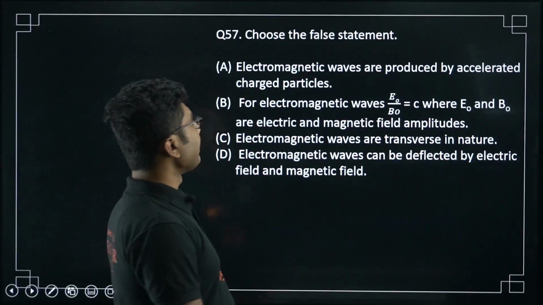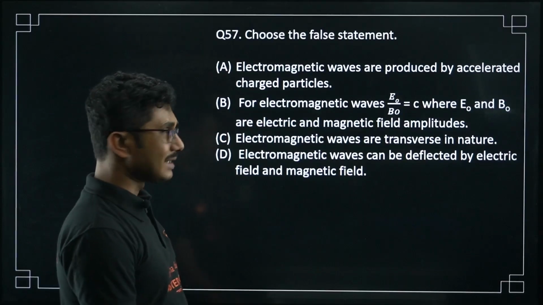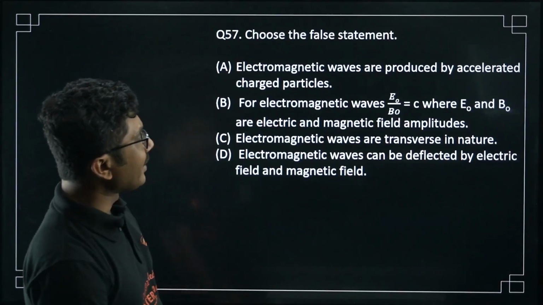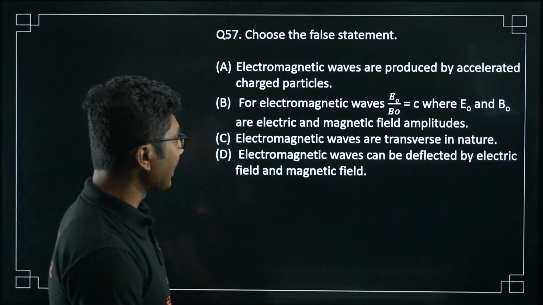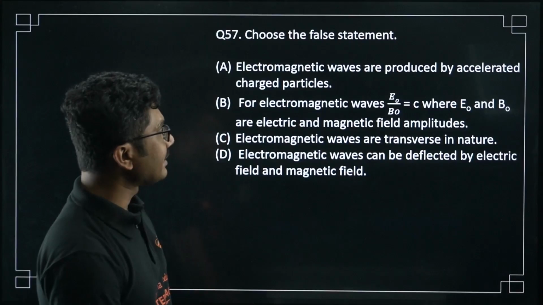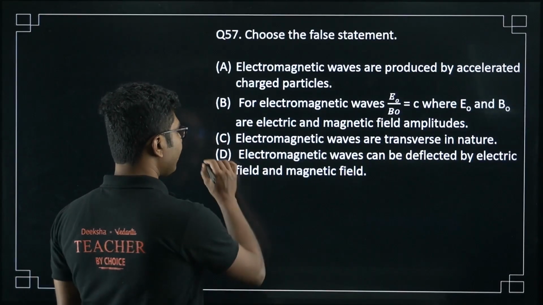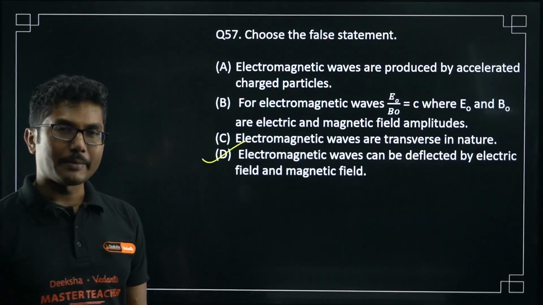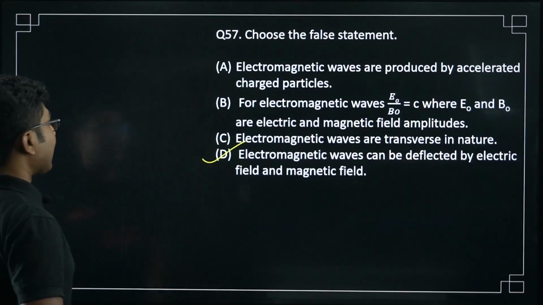Choose the false statement. Electromagnetic waves are produced by accelerated charged particles. Correct. For electromagnetic waves, E naught by B naught equals C, where E naught and B naught are electric and magnetic field amplitudes. Correct. Electromagnetic waves are transverse in nature. Correct. Electromagnetic waves can be deflected by electric and magnetic fields. No, they cannot be deflected by electric and magnetic fields. So this is the wrong statement, and this is the correct answer.